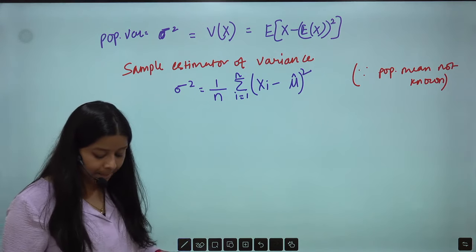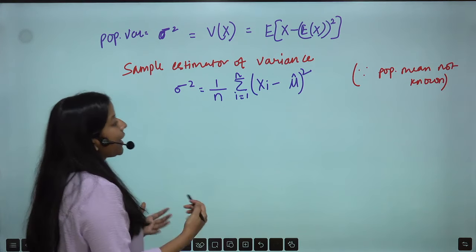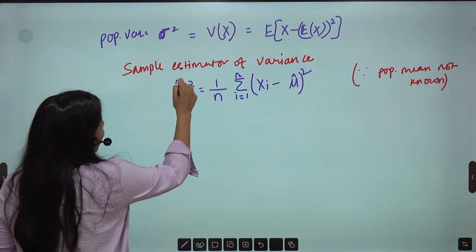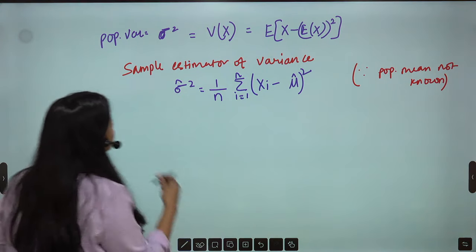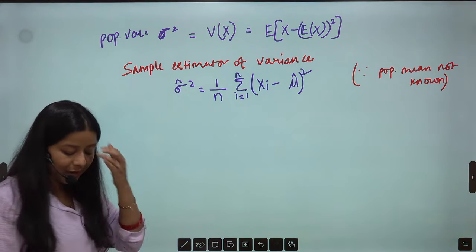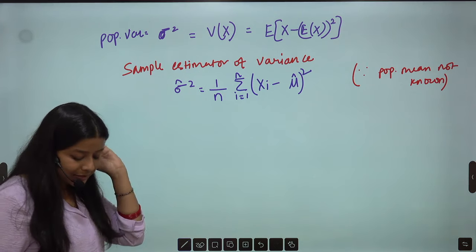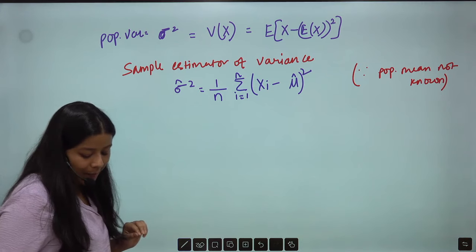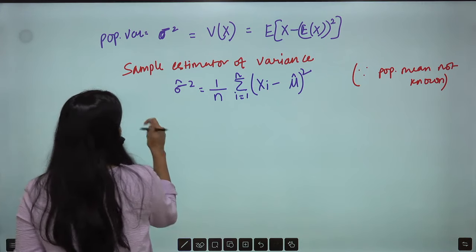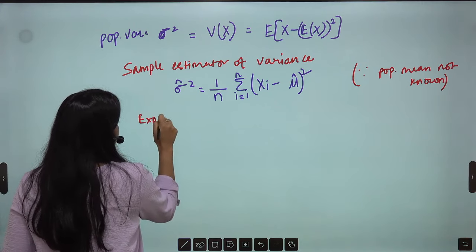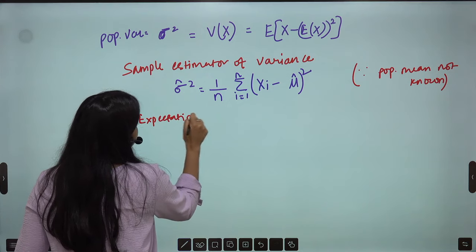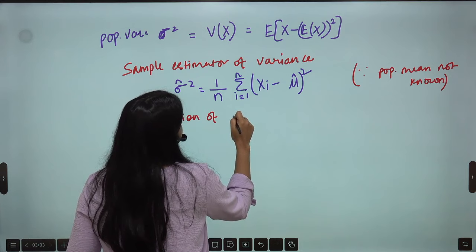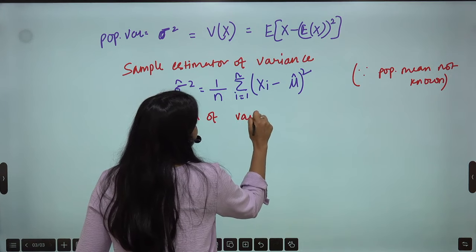ठीक है. अब again हम लोग what do you need now? अच्छा इसमें मैंने hat नहीं दिया. Now what else do you need? Tell me after this to find biasness. बायसनेस के लिए हम लोग को क्या चाहिए? What do you need for biasness? Expectation of variance estimator.